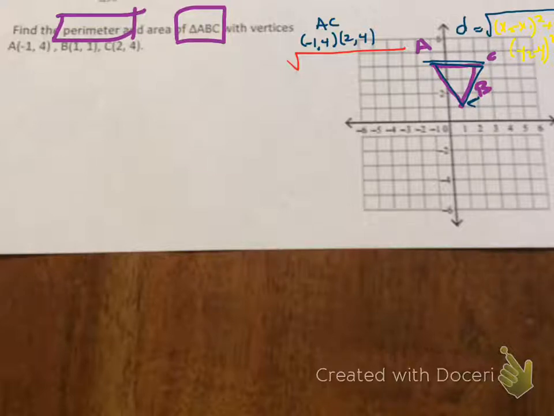So x2 minus x1, so I'm going to go 2 minus a -1, I'm going to square that, and then I'm going to do y2 minus y1, so 4 minus 4 squared. So this actually adds to be 3. 3 squared is 9. This adds to be 0, and so 0 is 0. So my actual distance from A to C is 3. So this is going to be nice.